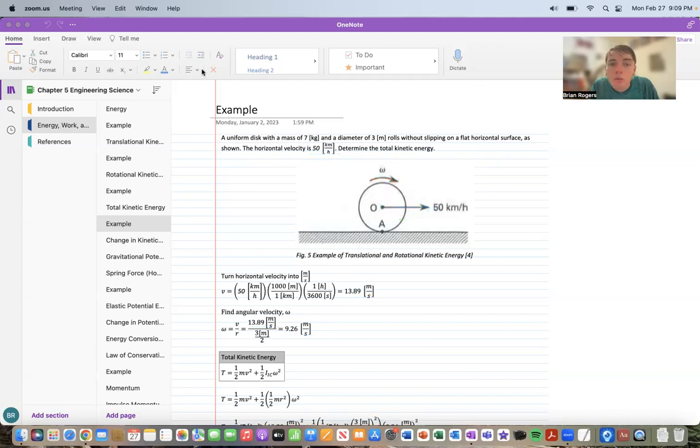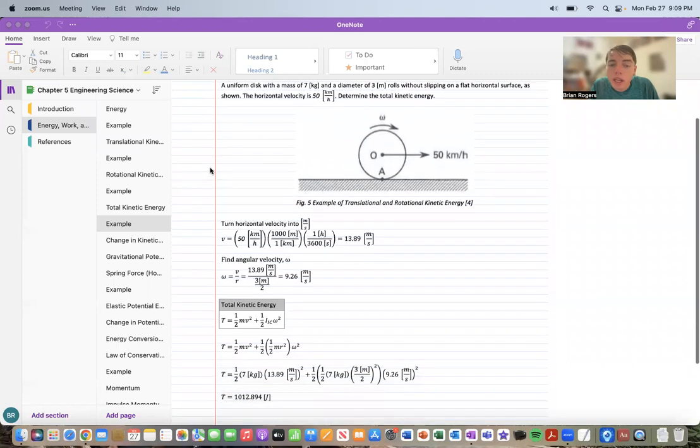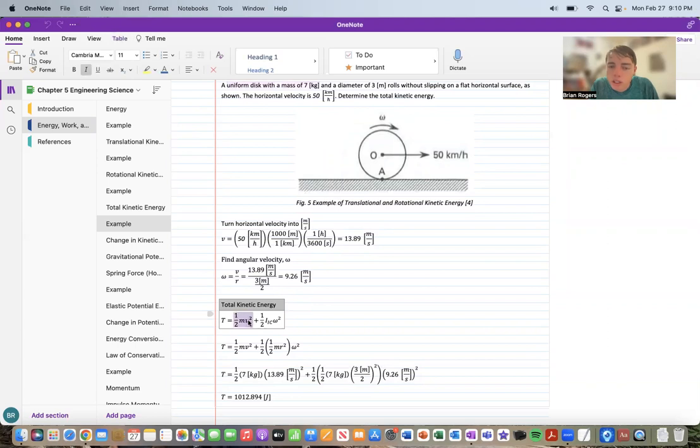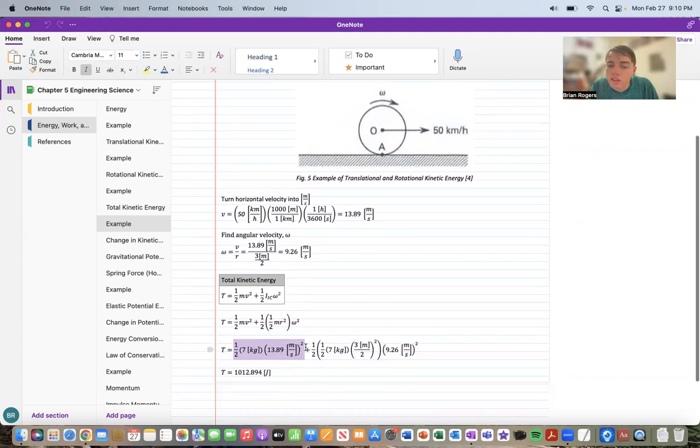Now, with our angular velocity known, we can find our total kinetic energy. And so right now our translational kinetic energy is going to be 1/2 times the mass of the disk, which is 7 kilograms, times the horizontal velocity squared, because that's the translational part. It's moving along the horizontal axis. Now, we need to find the rotational part.